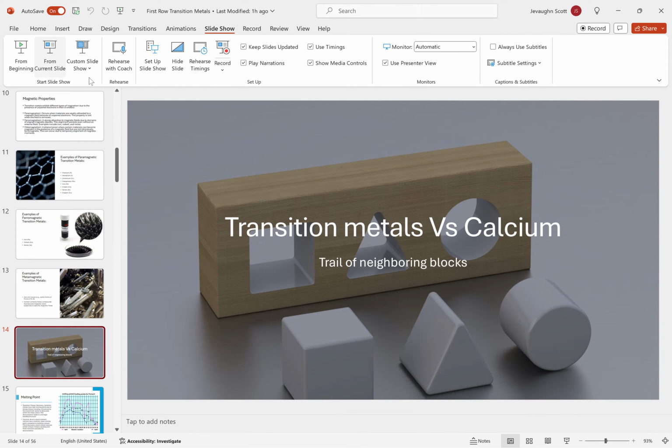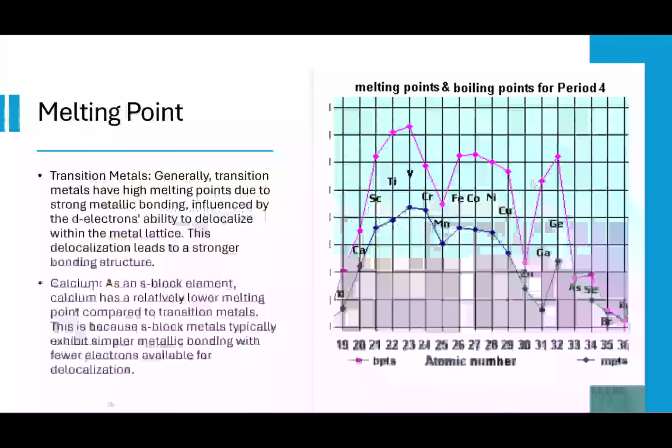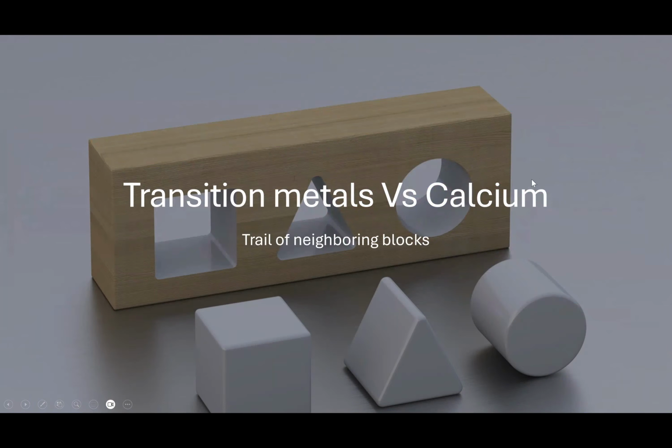So we're going to be looking at transition metals and how they're different from calcium and why we're doing this. Why are we doing this? This is because calcium is also a metal. Calcium is also in period 4. Calcium is right beside scandium, but it's different from the transition metals. We're looking at how calcium as an s block metal compares to the other transition elements, which are d block metals.